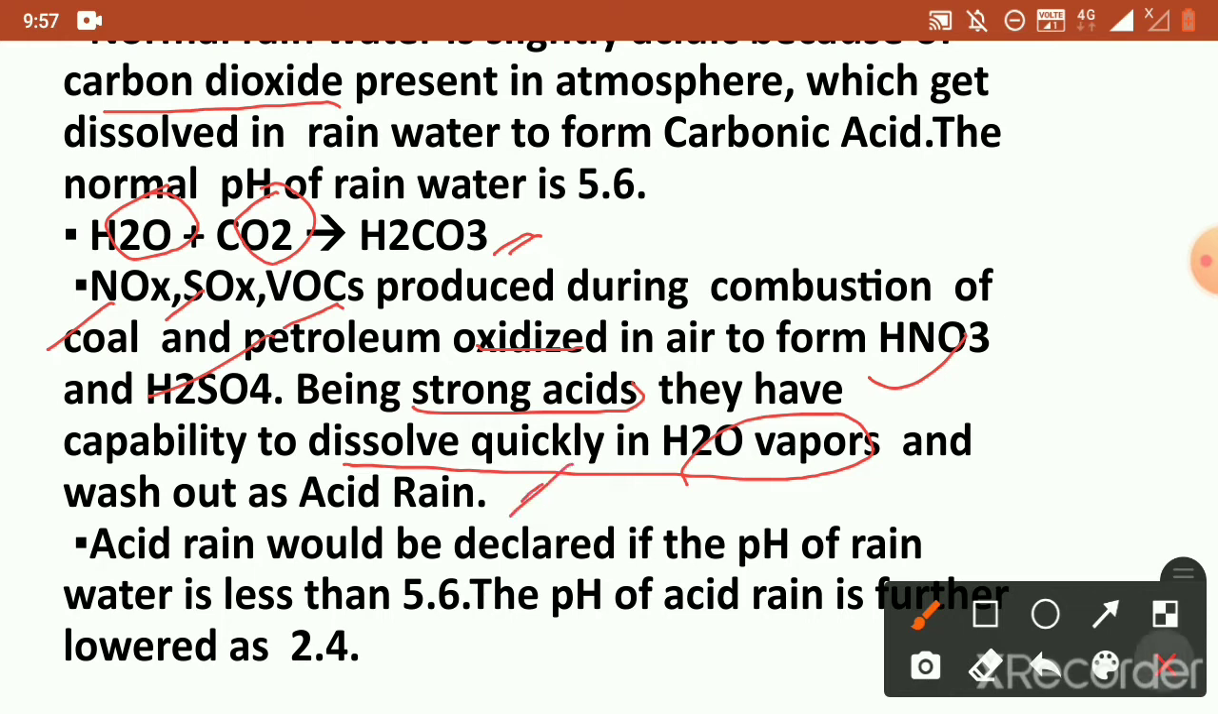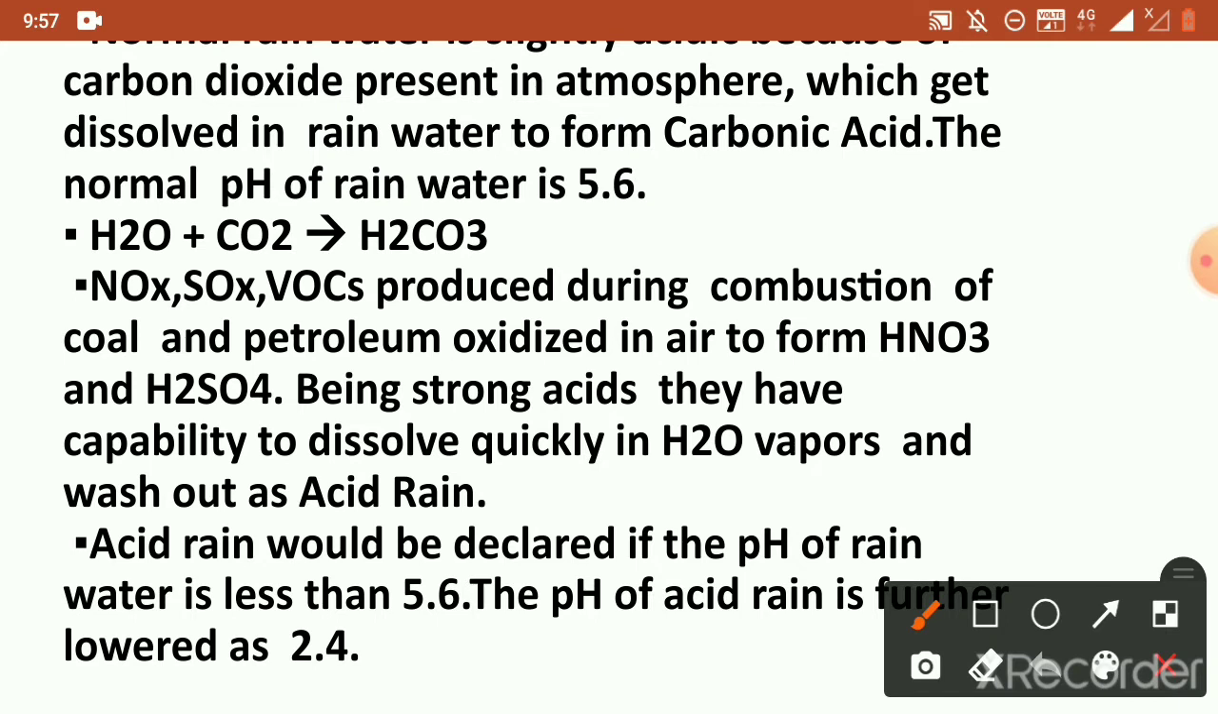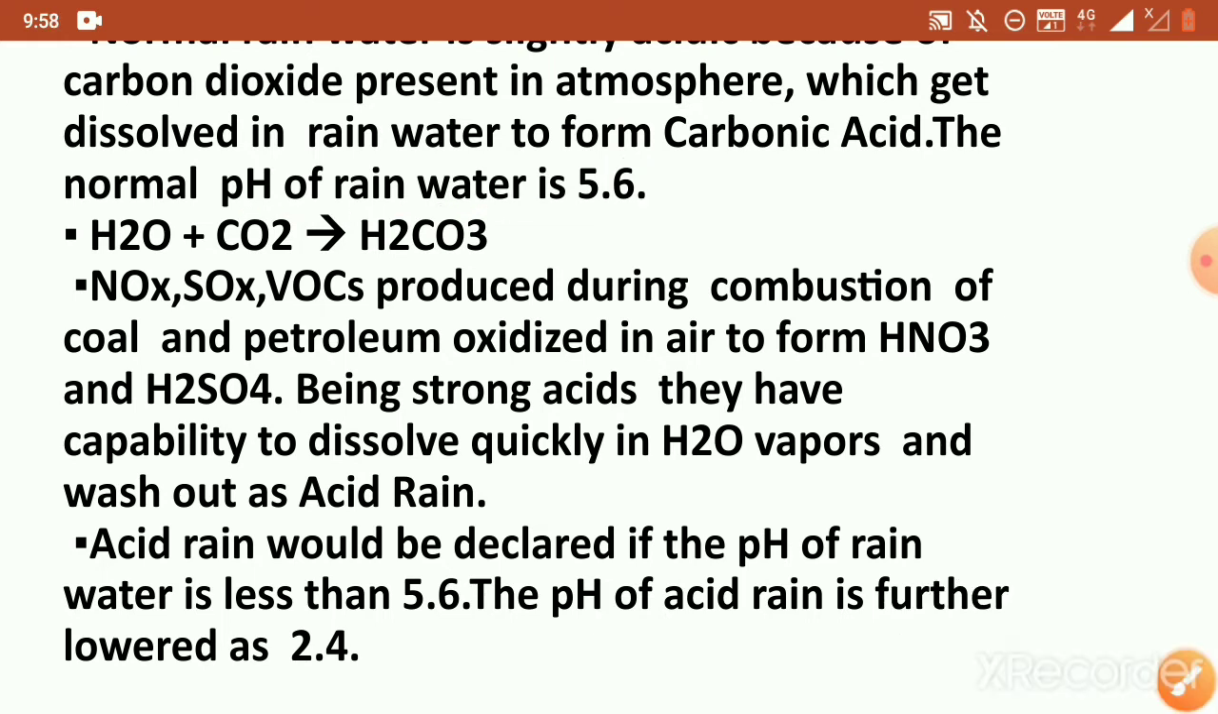As discussed earlier, the normal pH of rainwater is 5.6, but when the pH of rainwater becomes less than 5.6, it is termed as acid rain, or we can say that acid rain has the pH of rainwater which is less than 5.6. The pH of rainwater is further lowered to 2.4.